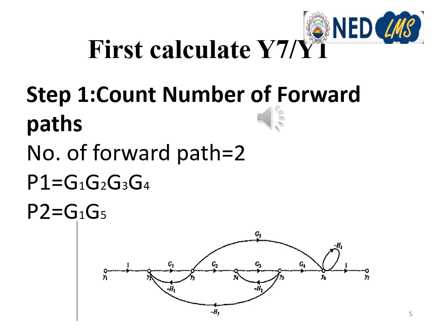And please note that first we are calculating the overall output upon input node gain. We are first calculating y7 upon y1. y7 is the output node, y1 is the input node. So first of all we calculate y7 upon y1 and then we see the remaining terms, that is y2 upon y1 or y4 upon y1 and so on.